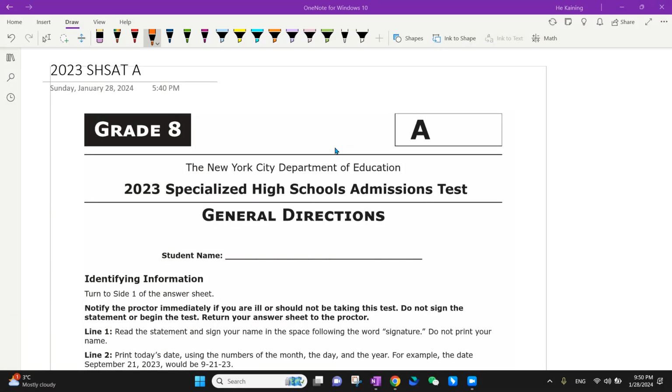Hello everybody, today we'll be talking about SHSAT from the 2023 handbook, and this is Form A.